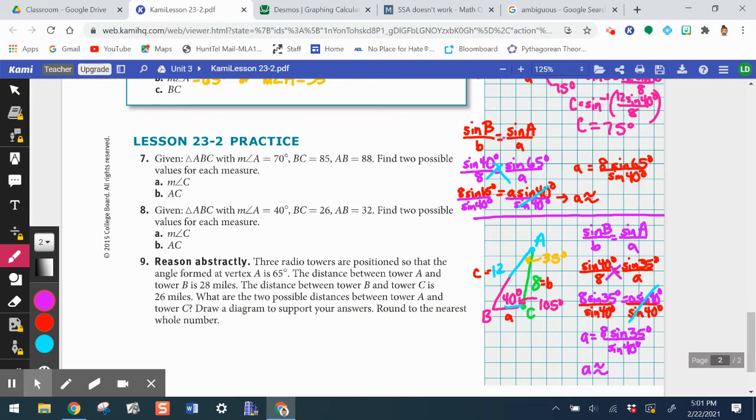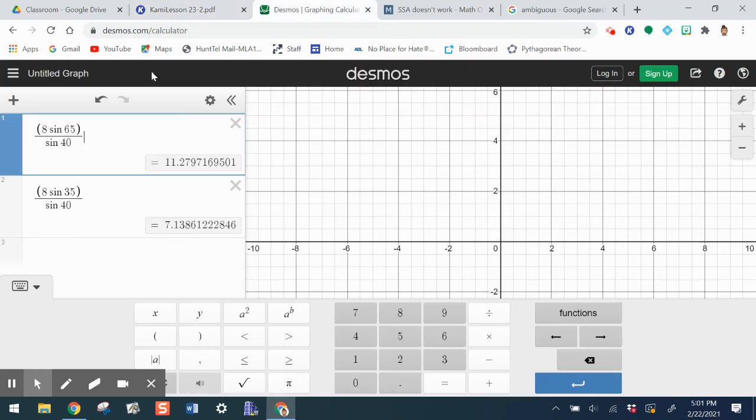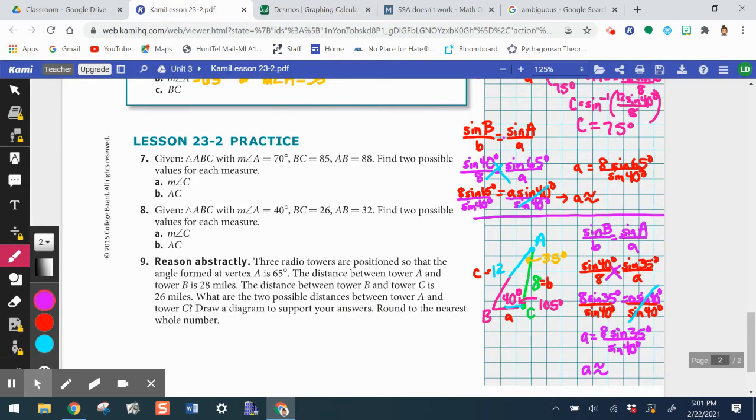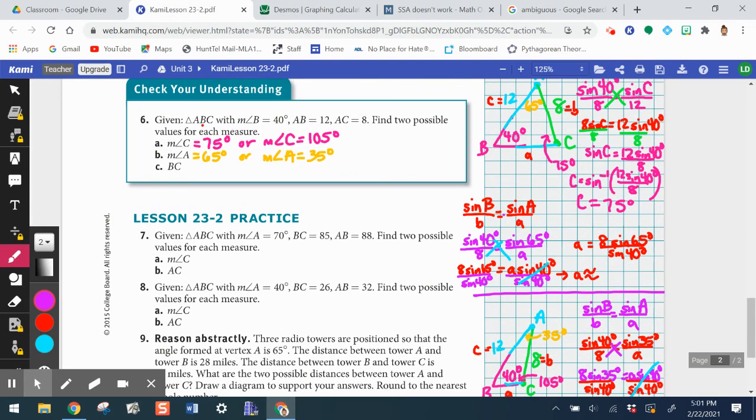I'm just going to show you again when we put that in the calculator. 8 times the sine of 65 degrees over the sine of 40, we get 11.27, which we'll assume rounds that 2 up to a 3. So we'll say the length of the side BC is 11.3. And they didn't give us any units here, so we'll just leave it as that.